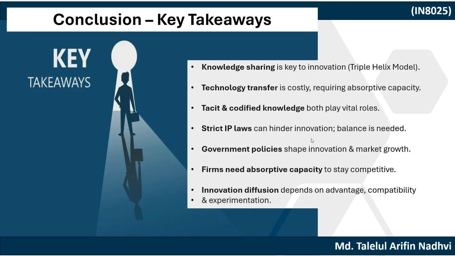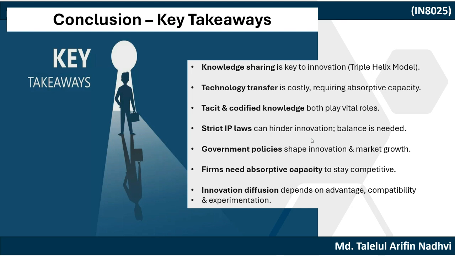The conclusion and key takeaways of this paper: knowledge sharing is very important for innovation, and the triple helix model of university, firm, and organization relies on this intertwined, interrelated relationship. Technology transfer is crucial, of course, but it is costly. It is not that simple. And knowledge is often tacit and codified, which plays a vital role in technology transfer, innovation, and the economic impact of technology transfer. IP protection is not always good. Balance is needed. It sometimes can hinder innovation.